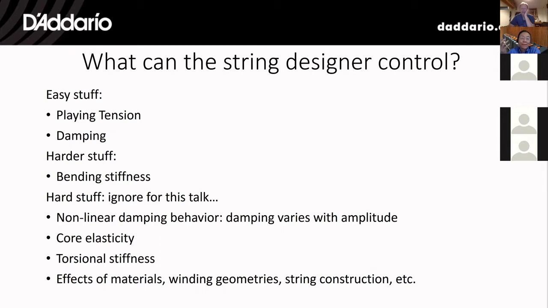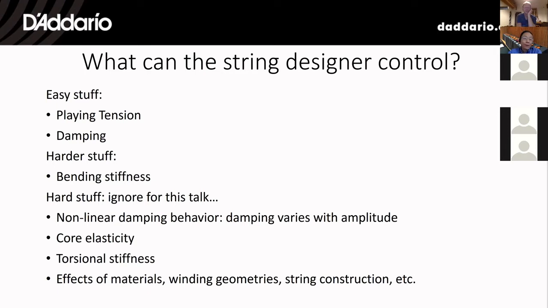Things like damping behavior that varies with amplitude, the effects of core elasticity, torsional stiffness, the effects of different materials and winding geometries and string constructions. All those factors in engineering terms are fairly small. They're equivalent to all those differences between measurements of different guitars or violins or beer cans that you saw in Jim's talk. But those small differences are really important to the player. But I'm going to ignore them for the talk because it's hard to model them and fully control them.